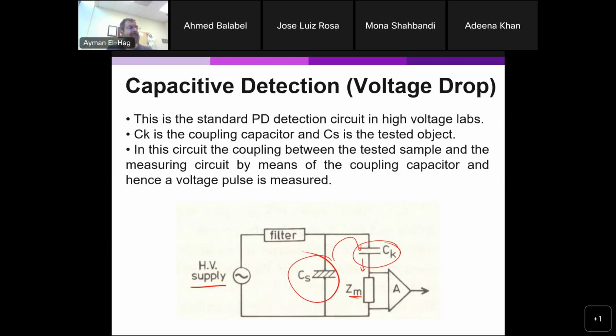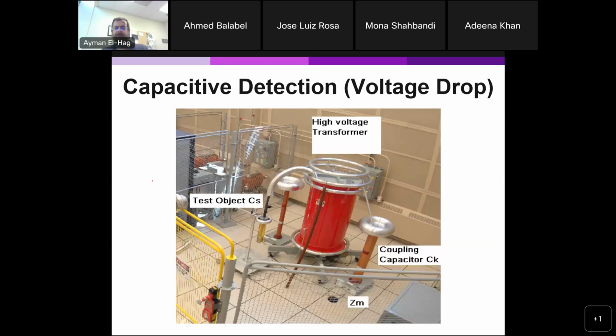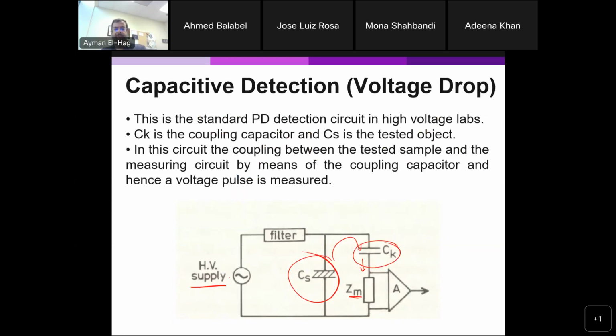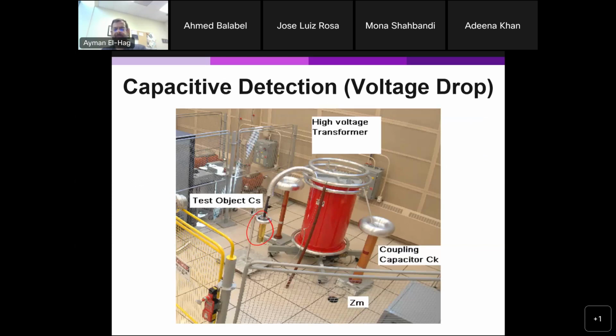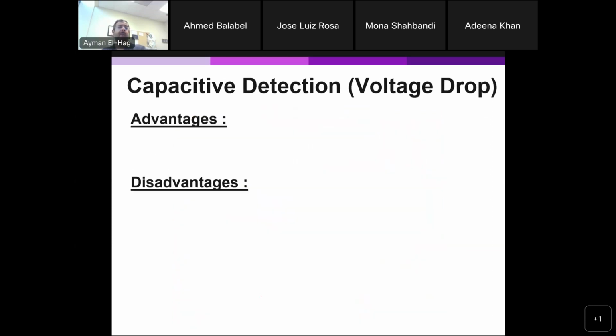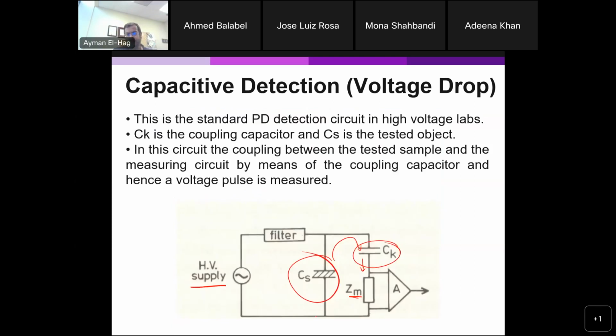Now, how does this look in reality? This is the circuit, and this is how it looks in reality. This is the high voltage transformer, where you apply the voltage. This is your test object, which is your CS. This is your coupling capacitor, which is your CK. And at the bottom, inside, you have the ZM, and you take the measurement from there. Now, there are advantages and disadvantages of the capacitive detection method, because you measure it basically as a voltage drop across ZM. This is how you measure the partial discharge; it's an electrical method. You have a current, and then you measure the current as a voltage drop.